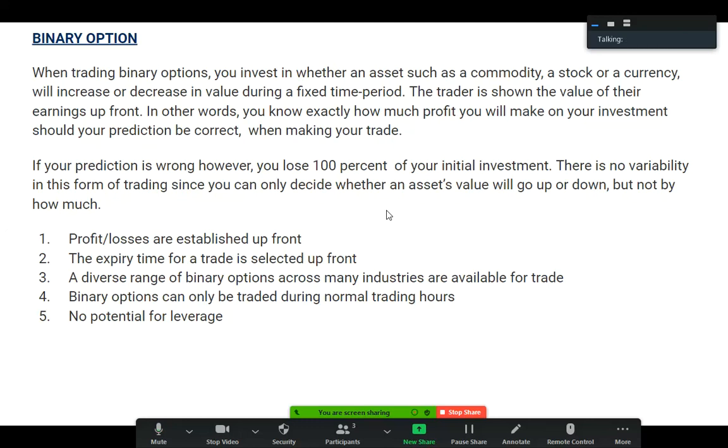Is it binary option? Is it forex? For me, I like binary option more than forex. I like binary option more than forex because if I want to make profit immediately, I'll go there, just make profit and get out. But in forex, if I want to make profit, most of the time it takes hours.